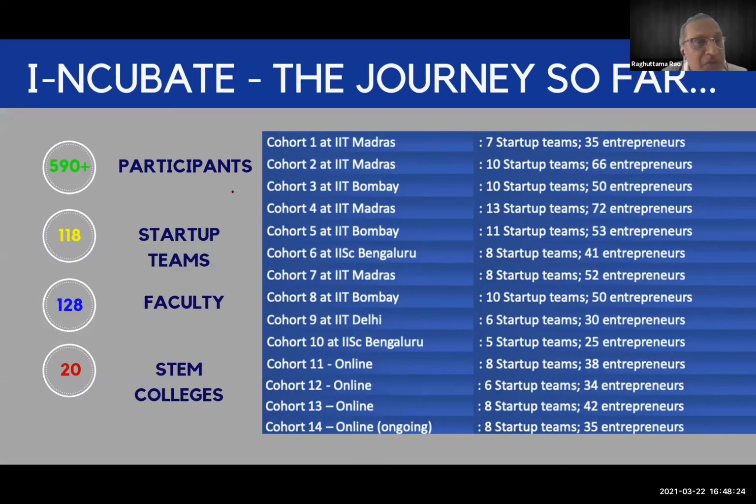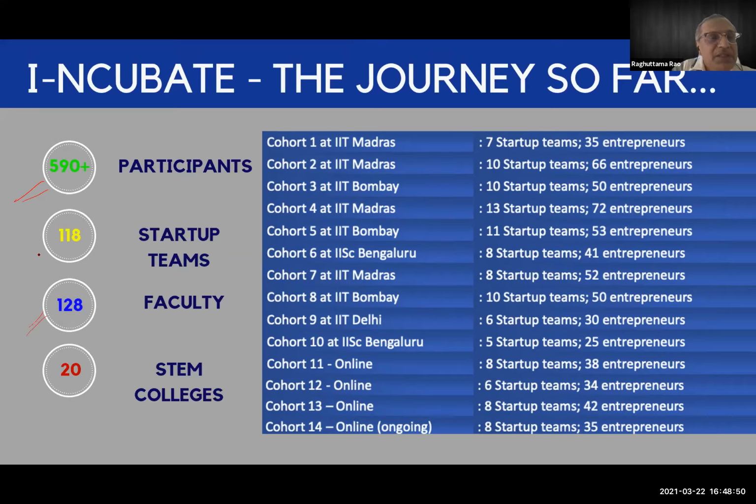So what have we done so far in the last 3.5 years? We've done 14 cohorts. The 14th cohort is running as we speak. We've had nearly 600 participants who have gone through our programs, of whom 128, roughly 1/4, have been faculty, right? So you can see this is a faculty-led program. And we actually want it that way. We want faculty and researchers to come together as a team, right?